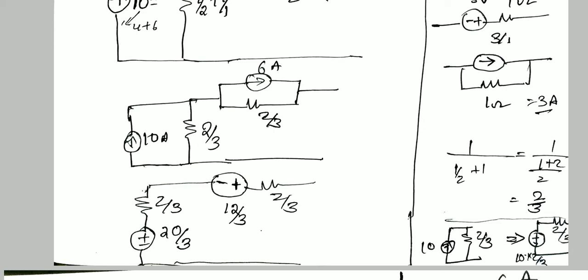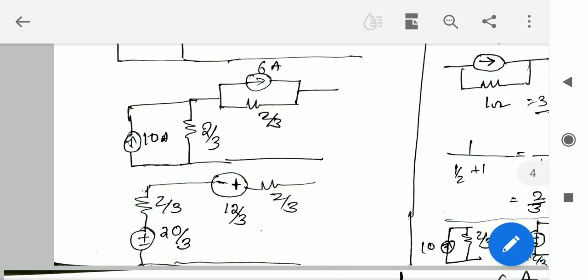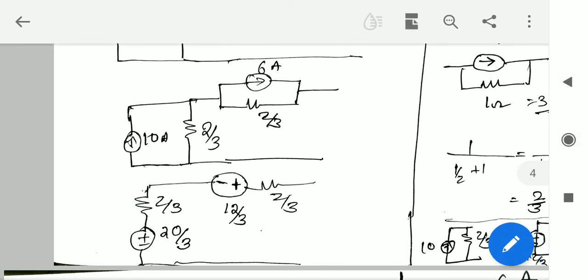Now once again we may observe that the 10 ampere source with a resistance in parallel and the 6 ampere source with a resistance in parallel cannot be added, because both are current sources and they are in series. How do we know they are in series? If only one end is connected, then they are in series. If both ends are connected, then they are in parallel. Now these two are in series, so adding them is difficult.